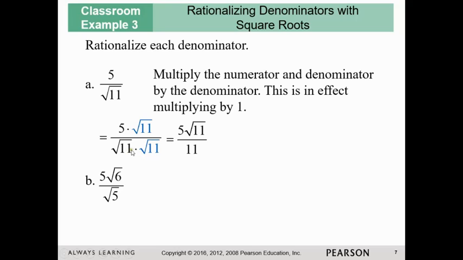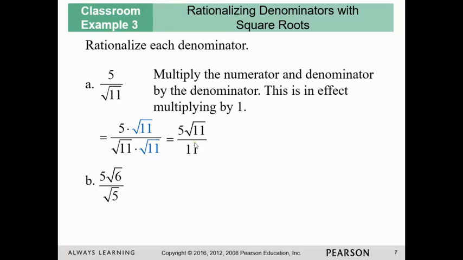So another way to think of this, if you take the square root of something times the same square root of that same something, you're going to end up with that something, which just makes logical sense there. Square root of 11 times square root of 11 is 11. So what we've done here is rationalize that denominator.